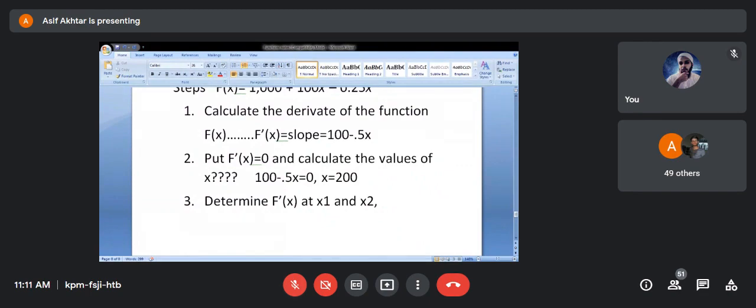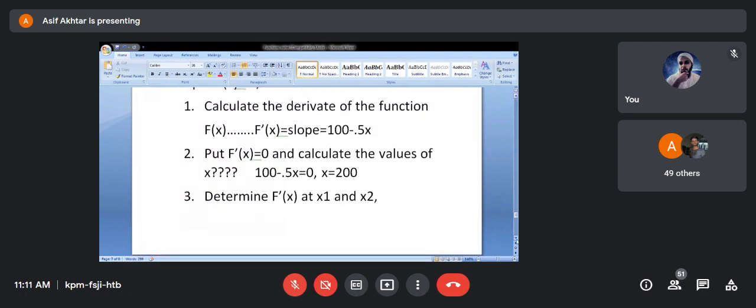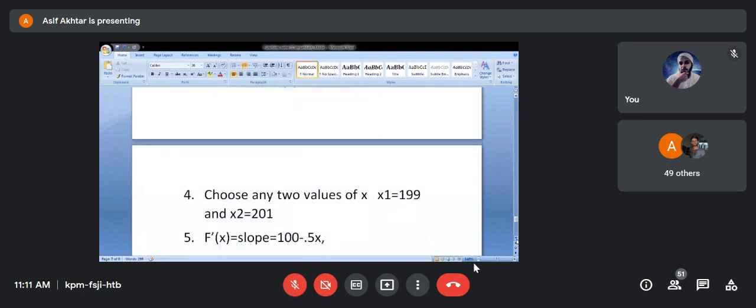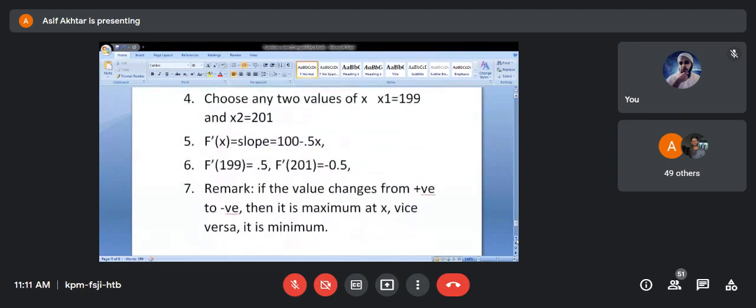Step 2: after putting f dash equal to 0, we obtained the value of x, which is 200. Now the third step is very important. Choose two values which are near to x and on both sides of x, that is left and right. We have called them x1 and x2. This is the example, x1 and this one.